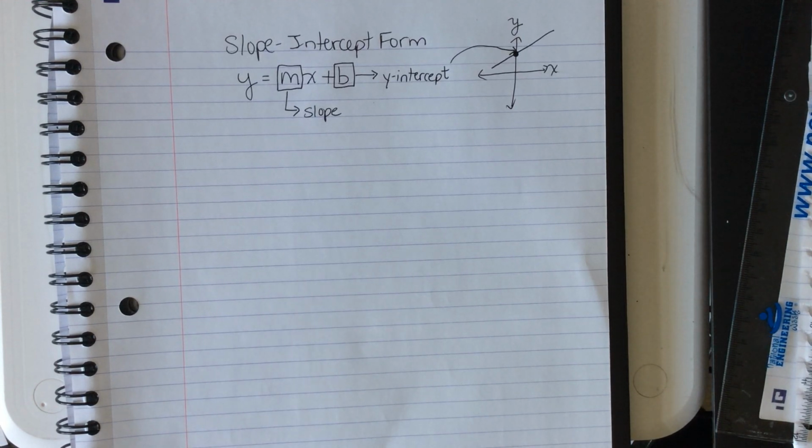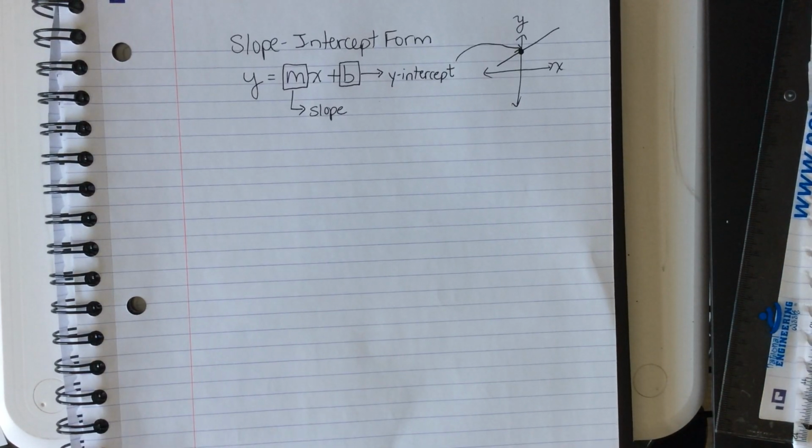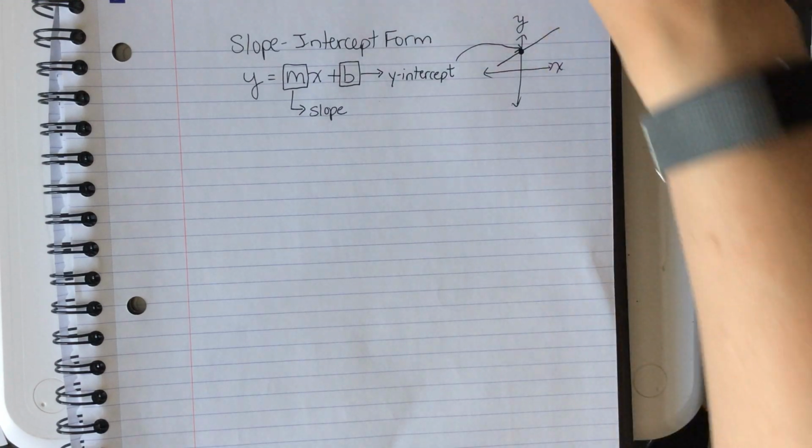So if I can find the slope of a line and I can find the y-intercept, then I can substitute those values into this form of an equation, and then I will have a complete equation for my line. We're going to look at how to do that quickly just by looking at a graph, and then we're going to look at how to do it if you don't have a graph and you just have a table of values.